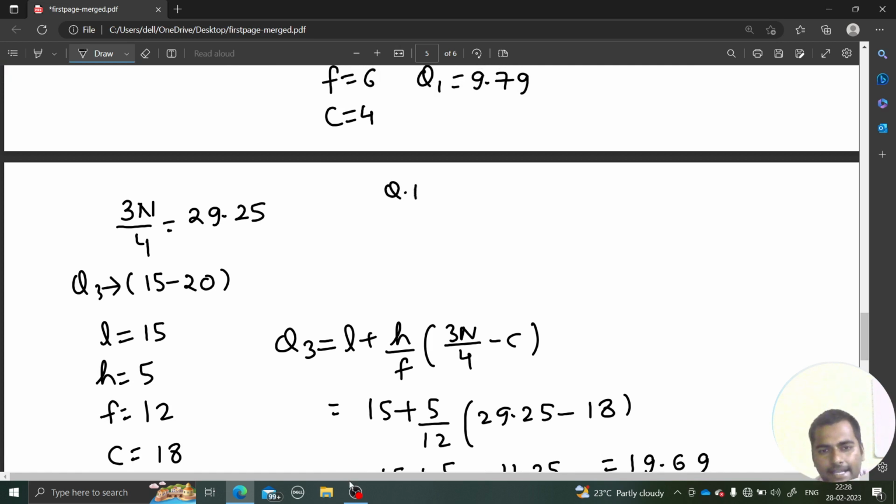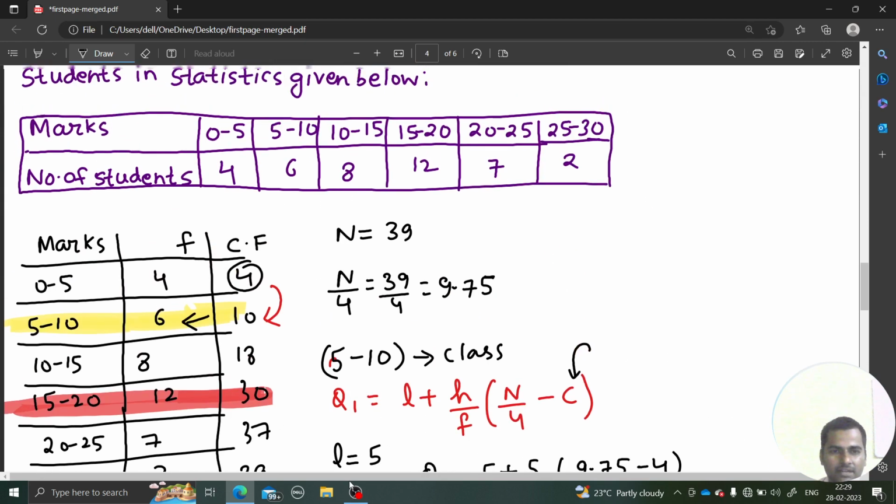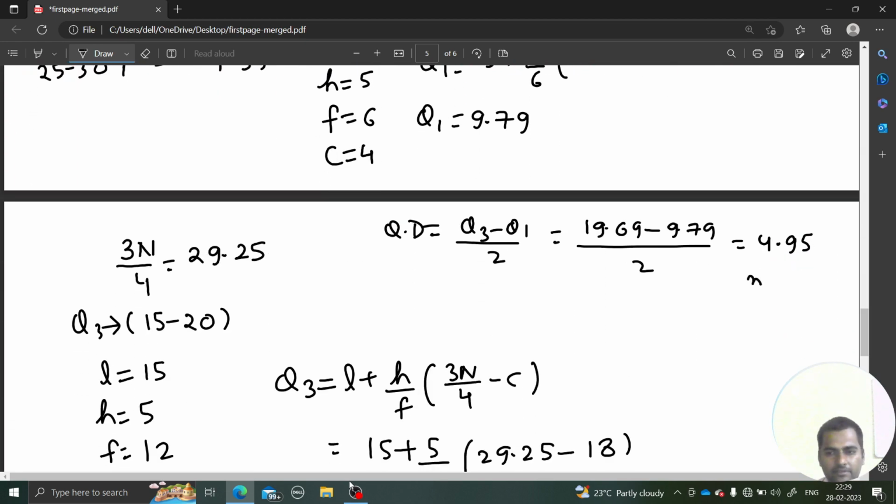Now I'm in the situation where I can find the quartile deviation, which will be Q3 minus Q1 divided by 2. So that will be 19.69 minus 9.79 divided by 2. Although I don't need a calculator for this small one, to maintain accuracy, this is coming out to be 4.95. And our discussion was about marks, so you can write marks here.